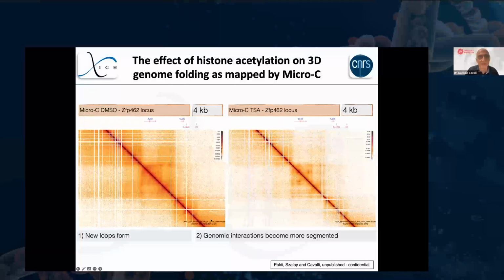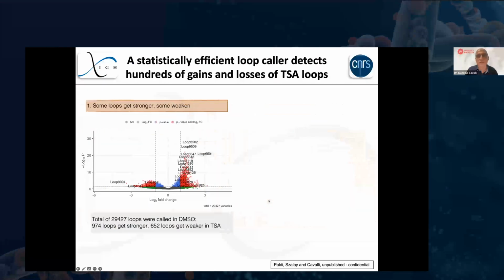And this is something that we see genome-wide. That's another example. In several cases you have a trace, a shade of internal loops, but they become really pronounced when you treat them with TSA. So, segmenting interactions and new formation of loops.